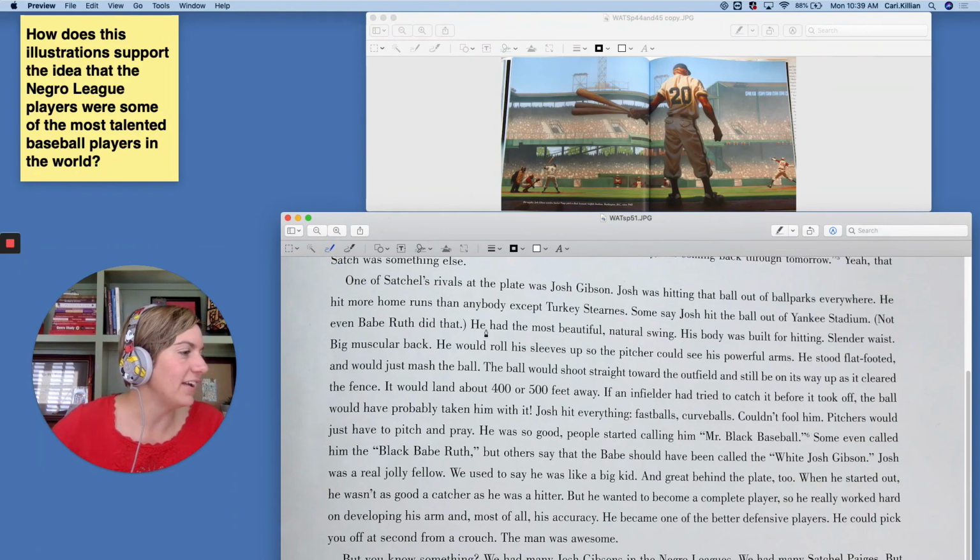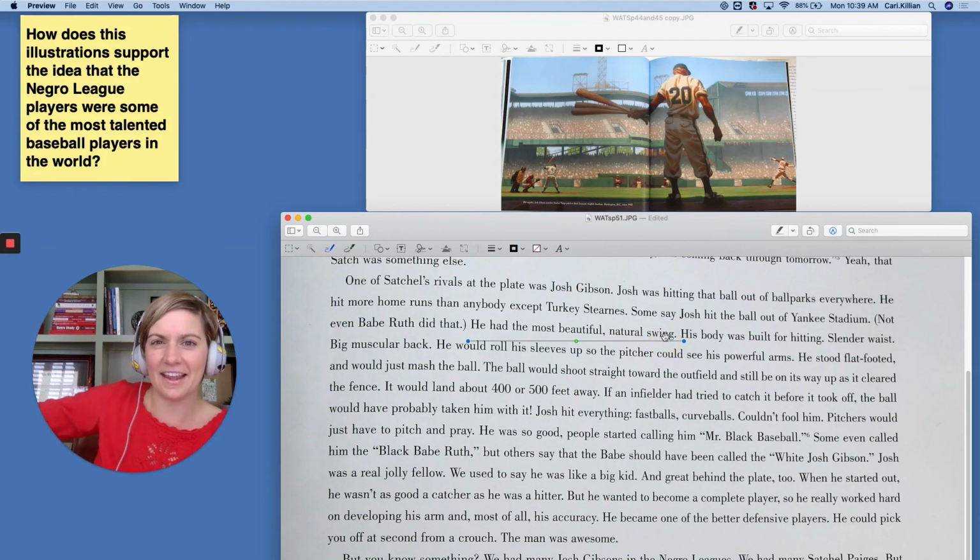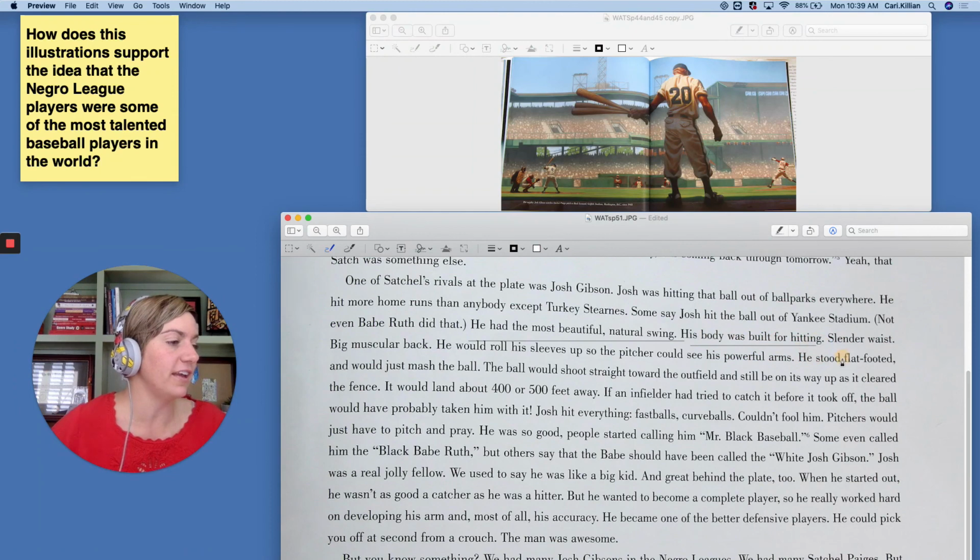I like down here, it talks about the swing he had. He had the most beautiful natural swing. And what's he doing in the picture? He's kind of getting ready to swing. His body was built for hitting.